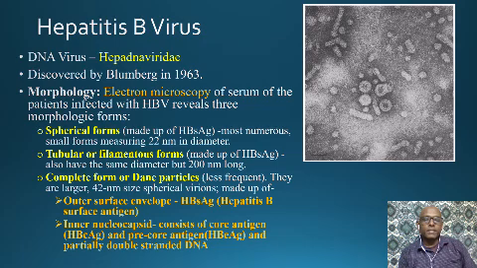If you see hepatitis B virus, it comes under the Hepadnaviridae family. It is the only DNA virus among hepatitis viruses. And electron microscopically, we can appreciate three particles. Most frequent particles are spherical forms, followed by tubular or filamentous forms, and the complete form known as Dane particles, which is a 42 nanometer sized particle.